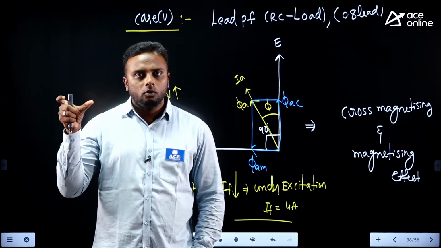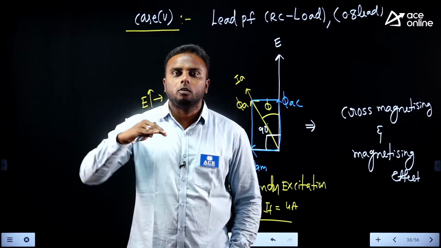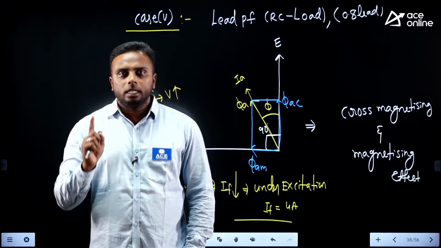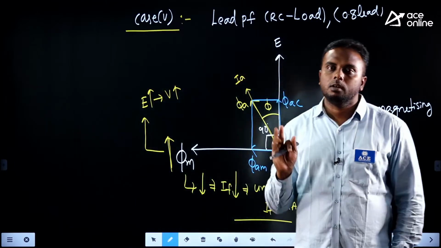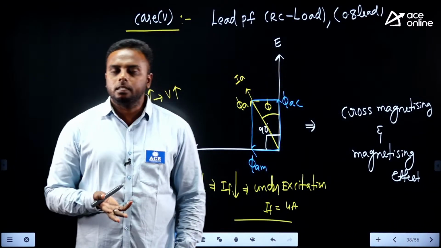When there is inductive load, demagnetizing effect is there. Demagnetizing means flux decreases, so we have to increase the flux. For that, over excitation we should apply. So resistive load, normal excitation; inductive load, over excitation; capacitive load, under excitation. If you remember these points enough, you can understand anything.